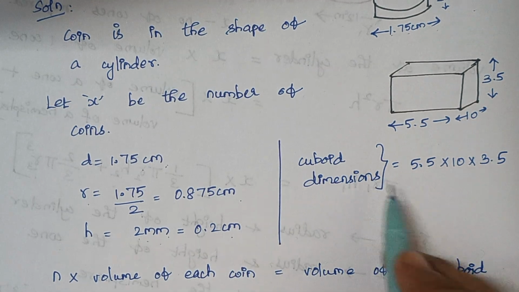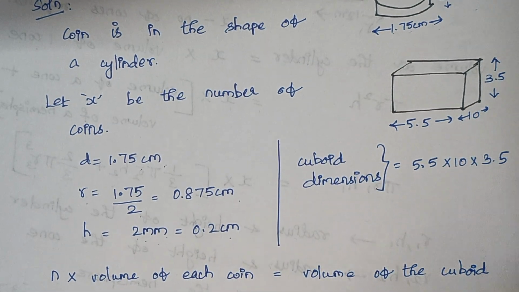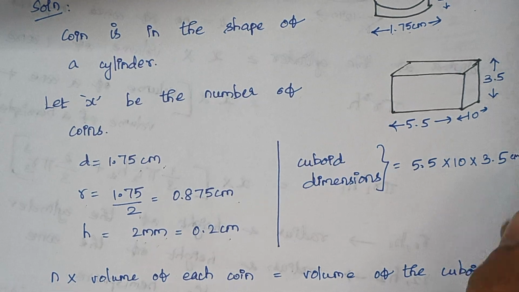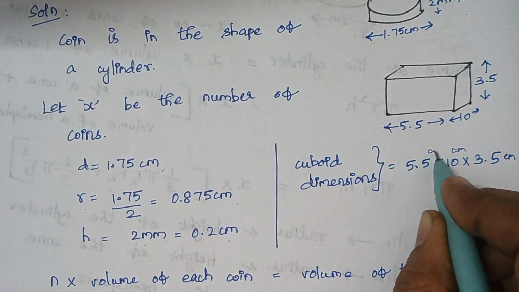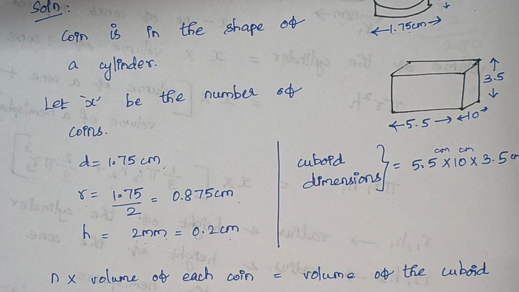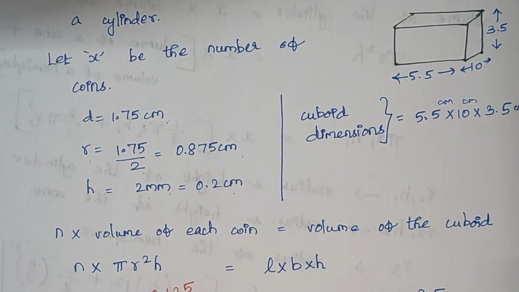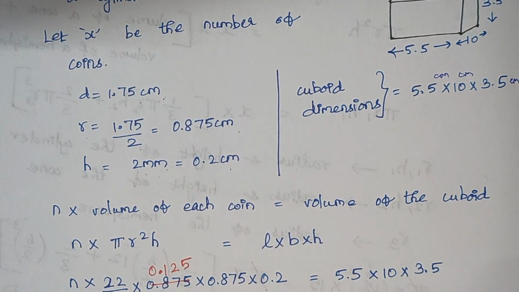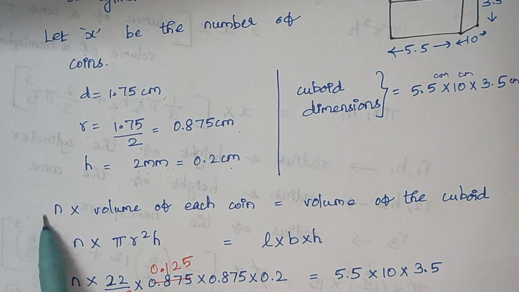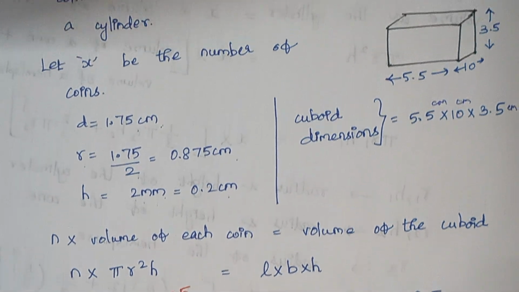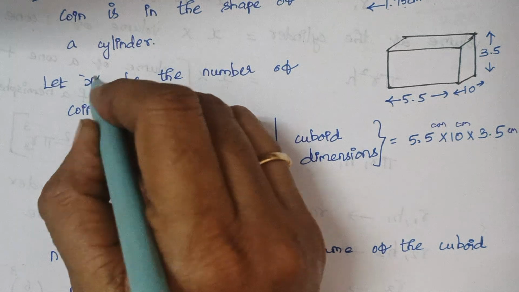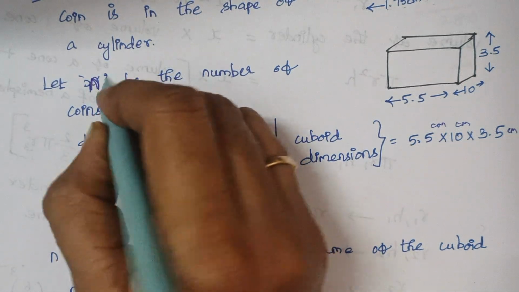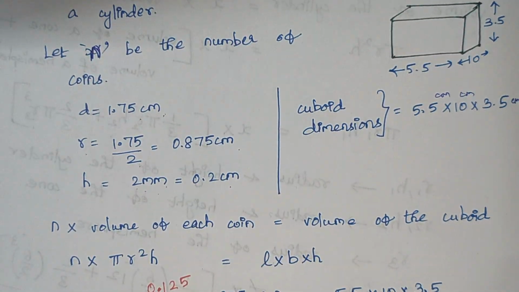So these are the dimensions of the cuboid. Here everything is in centimeter, right? This is in centimeter, centimeter and centimeter. Now, we don't know how many coins we need. So let n be the number of coins. Sorry, here I had mentioned it as x. So let it be n. Let n be the number of coins.